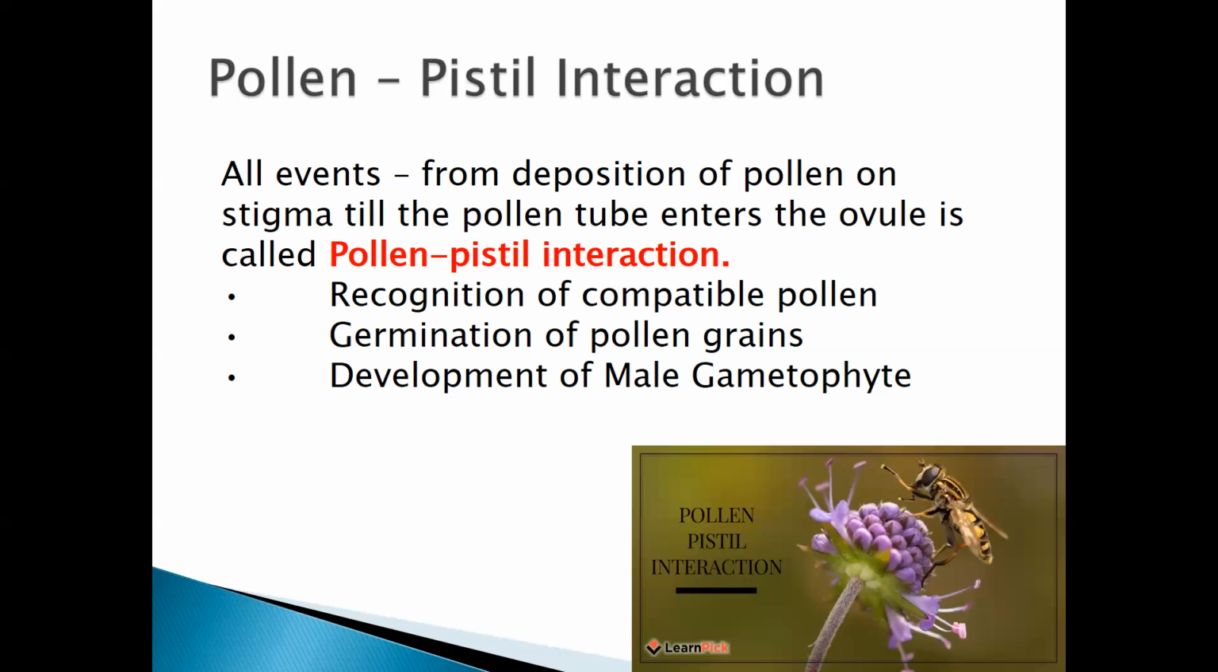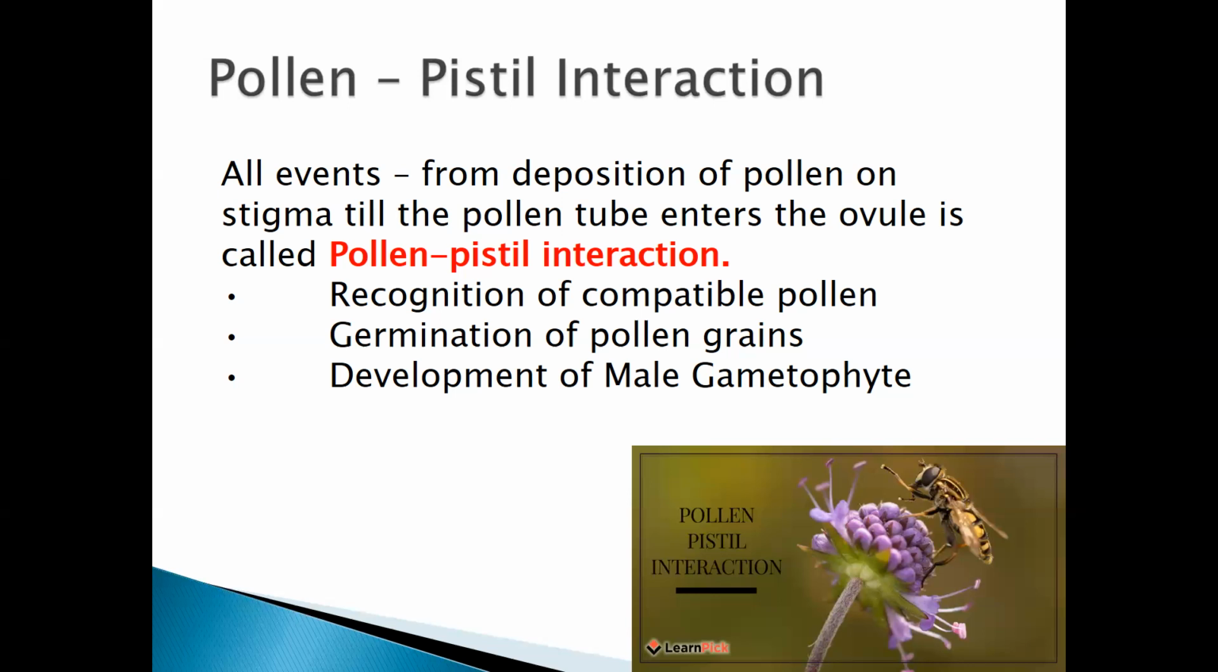Now, what happens in this pollen-pistil interaction? There is a recognition of compatible pollen, whether this pollen grain is of this flower, whether it is compatible to grow, whether it can adjust there, recognize, and grow the pollen tube. I gave you the example last time of the phone. Your phone has face recognition. When your phone recognizes your face, it unlocks. Yes or no? So it recognizes.